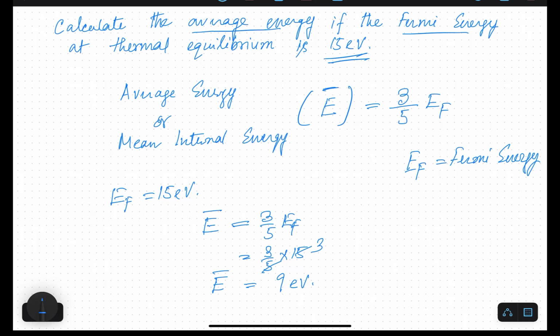These two problems are very important from the chapter Statistical Mechanics, and they are also important in terms of the semester paper.